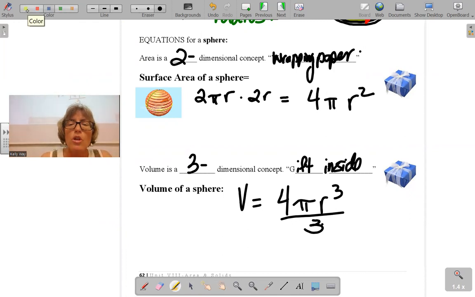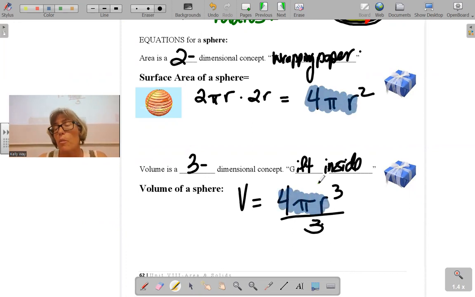But here's the surface area of a sphere, and the volume of a sphere start exactly the same way, 4 pi r. Here's how I remember it. Area is a two-dimensional concept, so it's r squared. Volume is a three-dimensional concept, so it's r cubed, but then divided by 3. You must memorize those.